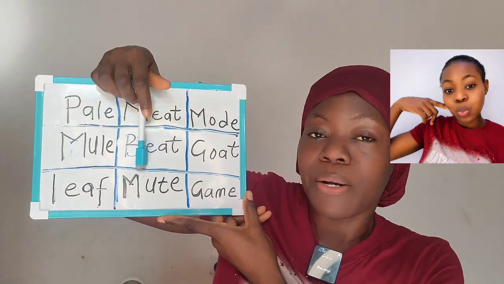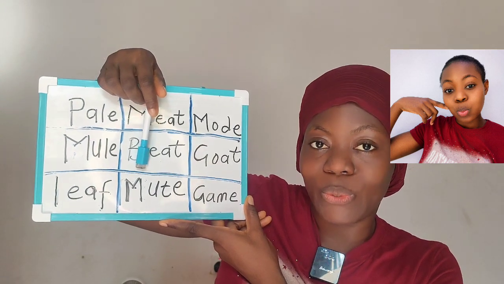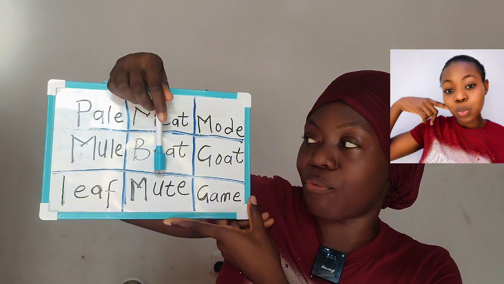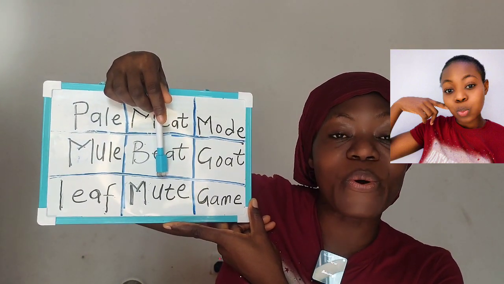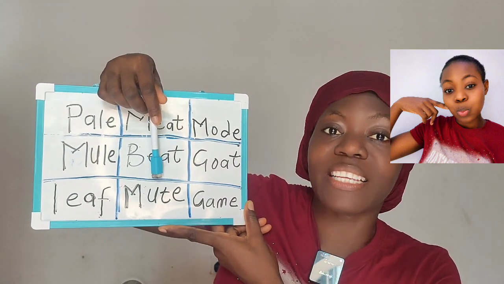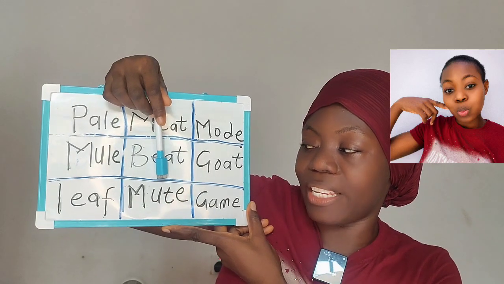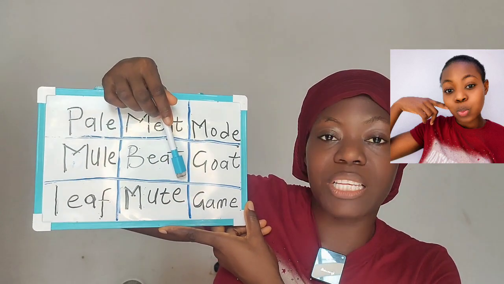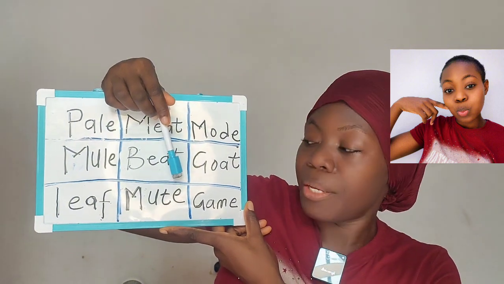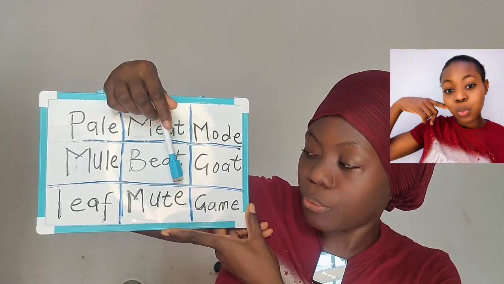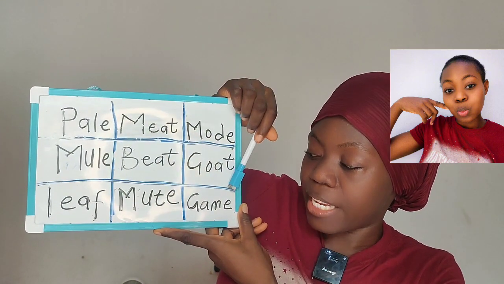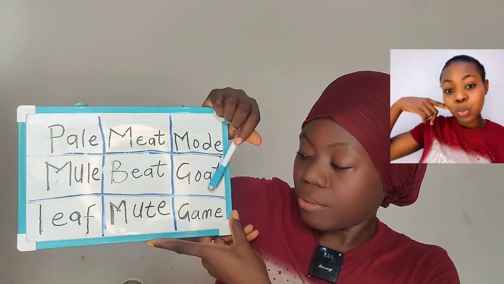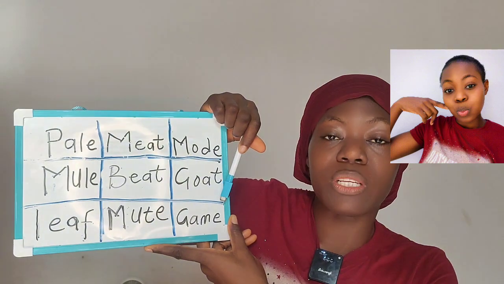We have mute, right? Mute. We have two vowels here, U and E, right? Yes, U and E. Whereas you can hear the first vowel sound U, the second vowel, which is E, goes silent. Mute, right? So come to the next one here. We have game. You can hear the sound of A and E goes silent.